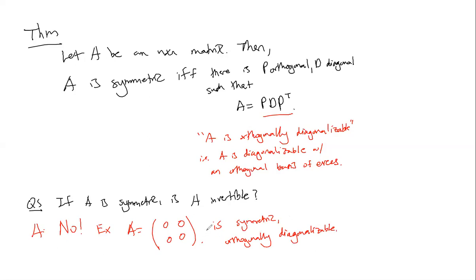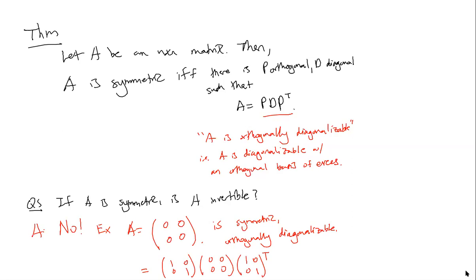How do we orthogonally diagonalize this? Well, what are the eigenvalues? They're both 0. The eigenvectors for this are anything in R2. The eigenspace for 0 is all of R2. So we could just take 2 eigenvectors that are orthogonal. This is an orthogonal diagonalization of A. Okay.